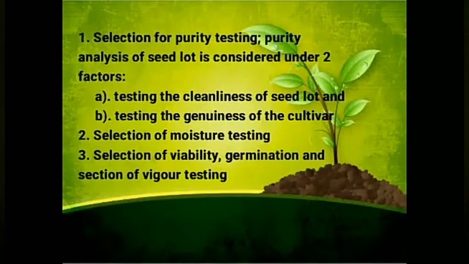First, section for purity testing. Purity analysis of seed lot is considered under two factors: testing the cleanliness of seed lot and testing the genuineness of the cultivar. Second, section for moisture testing. Third, section for viability and germination, and section for vigor testing.